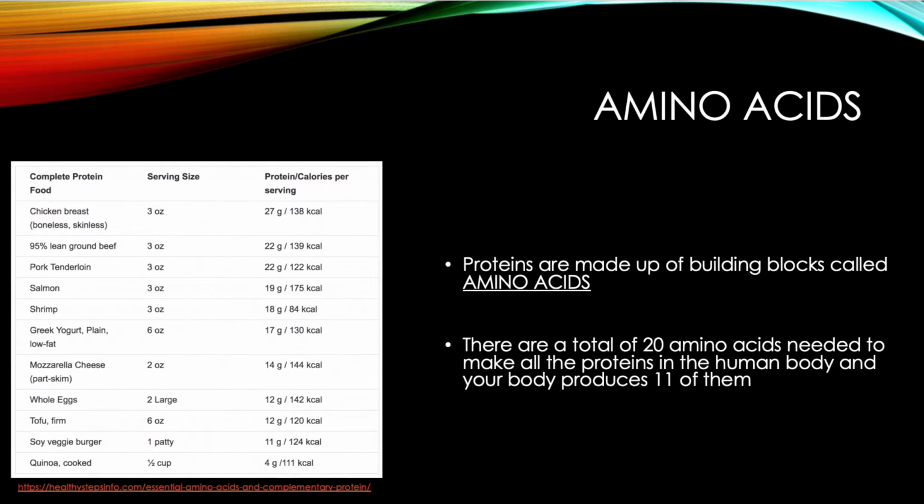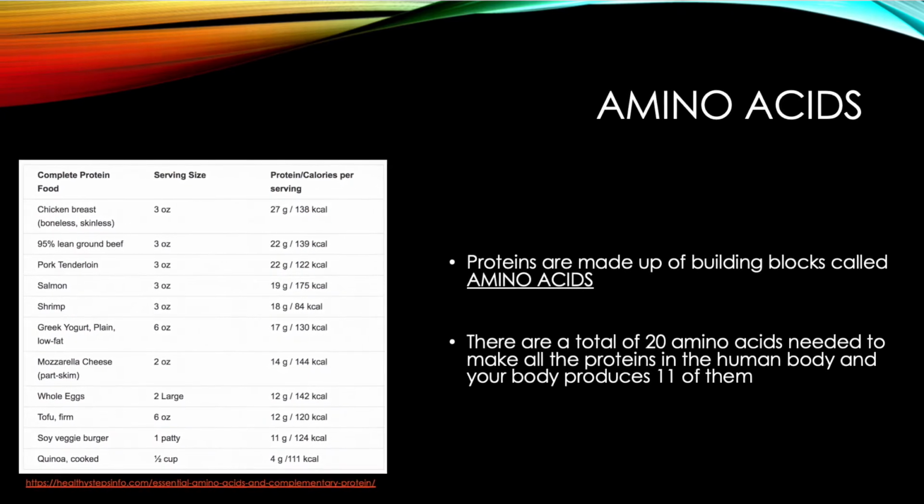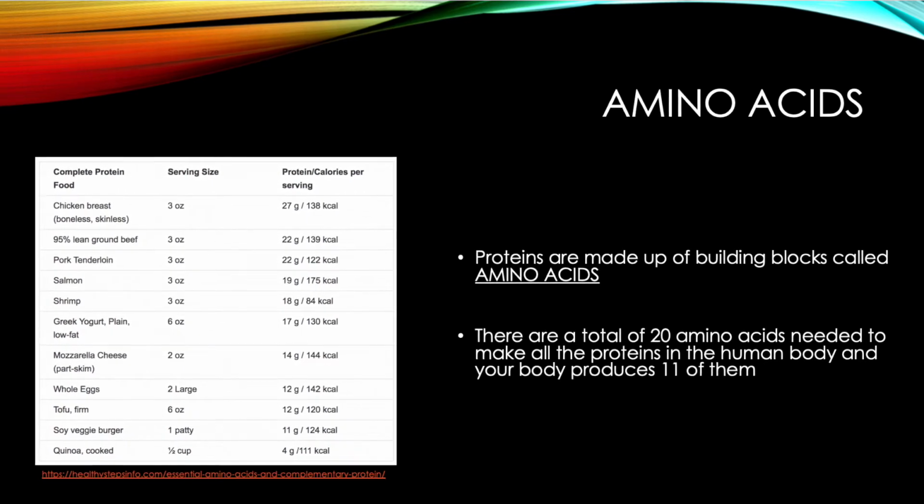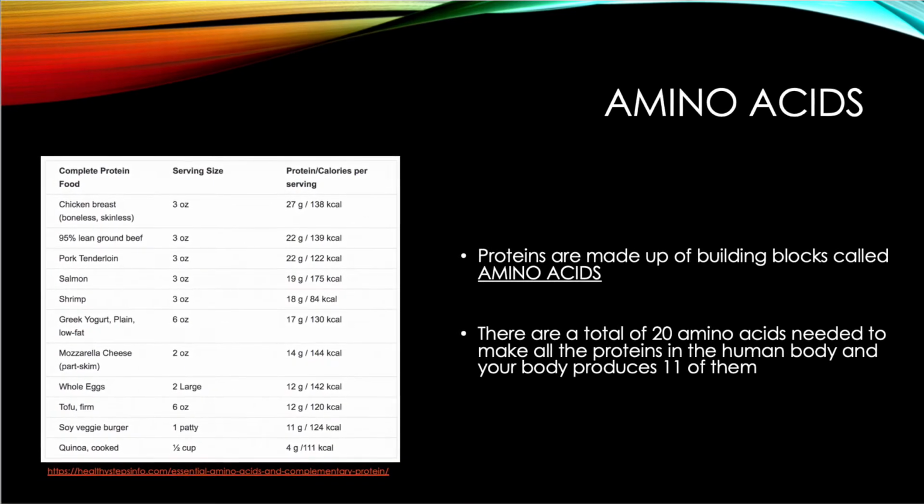The proteins are made up of what are called amino acids. There are a total of 20 amino acids needed to make all the proteins in the human body, and your body is able to produce 11 of them.